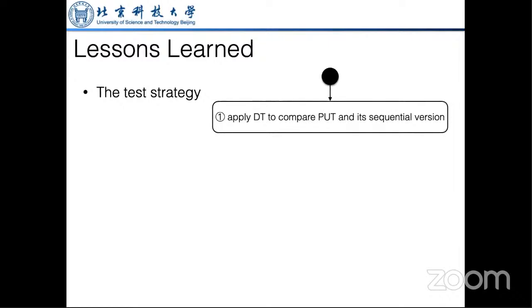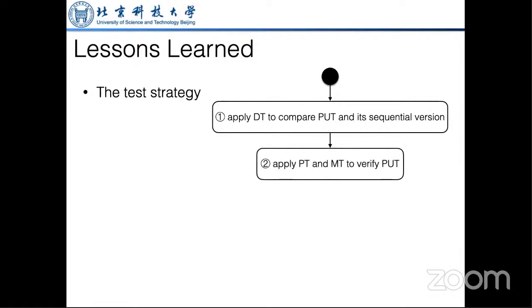First, apply differential testing to compare put and its sequential version to find parallelization errors. The consistency between the sequential and the parallel version is also very helpful for debugging, since parallel programs are much harder to debug. Second, apply property-based testing and metamorphic testing to verify put because the two approaches are very applicable and effective.